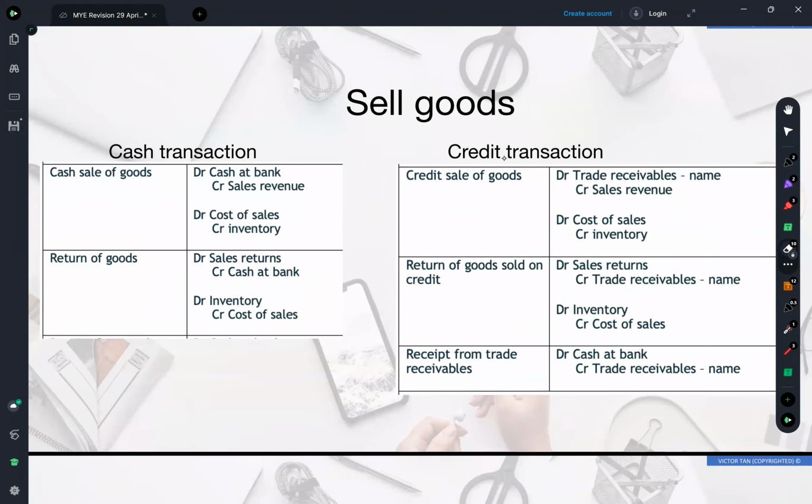Then what do you think the business does with the goods? You sell it away, correct or not? So same thing, there's a cash transaction and there's a credit transaction. For a cash transaction, you sell the goods, you record it as a sales revenue.